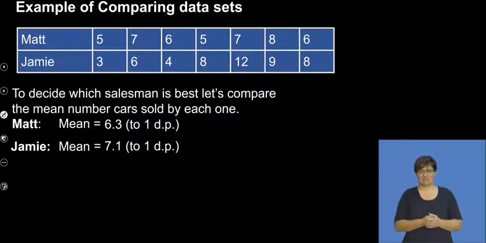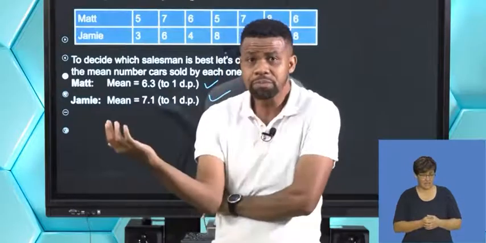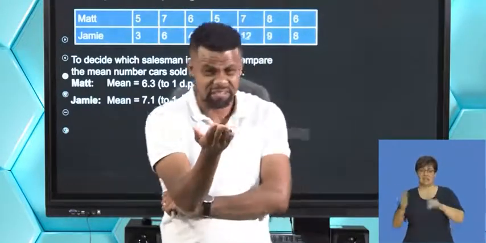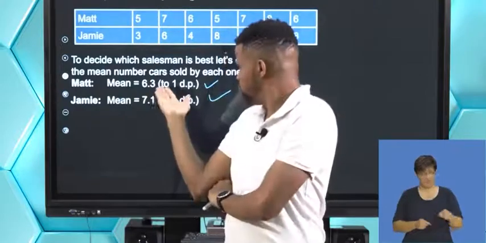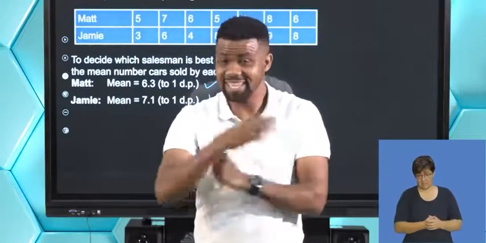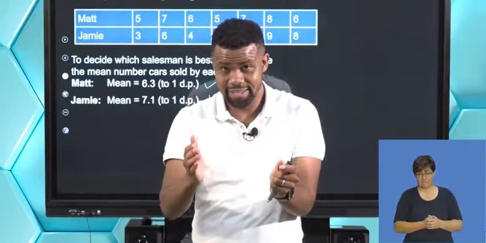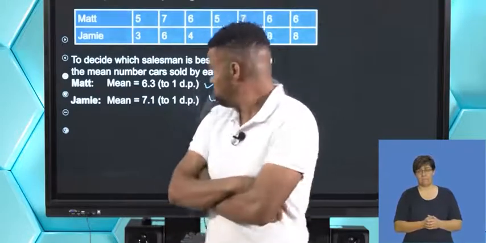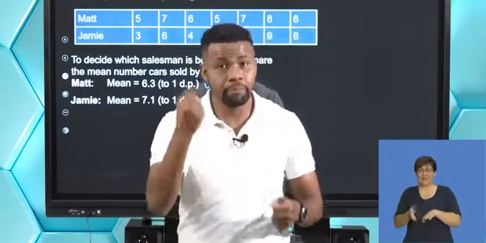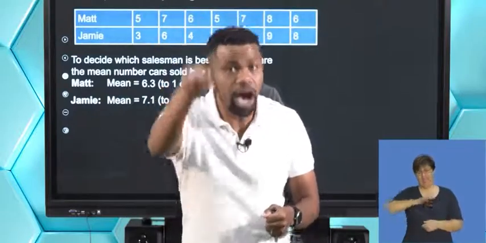So if we have both means there, can we conclude anything? This means on average, Jamie will sell 7 cars. Matt will sell about 6 cars. Daily average. It could be less. That's another thing average means. Okay? So on average, if we use average, Jamie is a better salesman based on average.